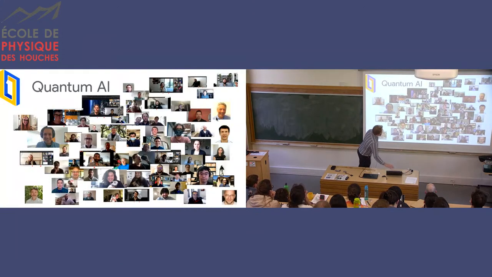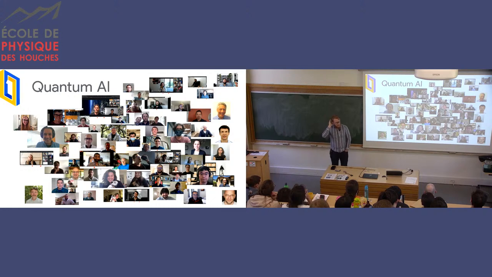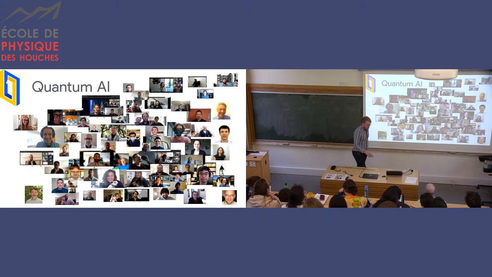So here's the team. This is a very 2020 team photo from COVID times. I don't think everyone from the team is in here. We're over 100 people by now. We are also growing quite quickly. I should have put a link up here to our careers page, but if you go to quantumai.google.com, I think that's the right website, then you'll find quick links to all of our current job postings. It's all online.